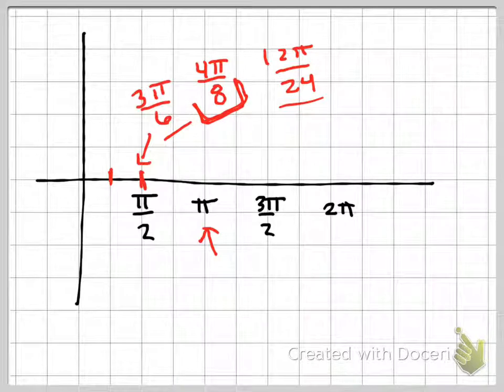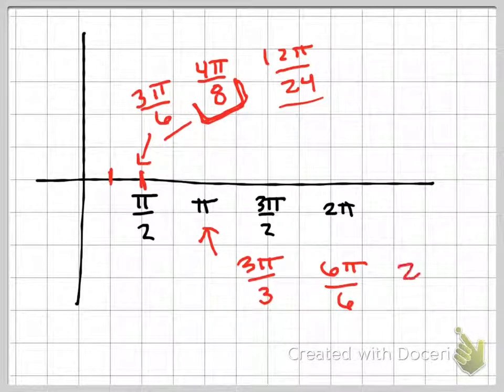Similarly with my pi, you could write it as 3 pi over 3, or 6 pi over 6, or 24 pi over 24. You need to get common denominators so you know where to plot your values on the axes.